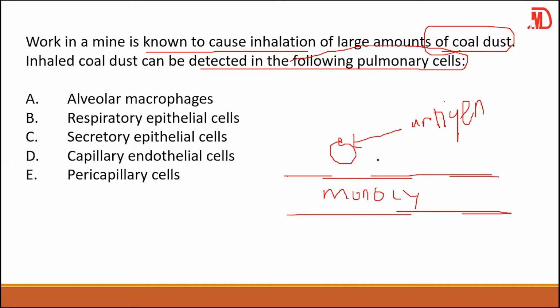So over here, which pulmonary cell can be detected? We are looking at the macrophages inside the alveoli. Macrophages inside the alveoli. So here, your answer is macrophages. So your answer is A.